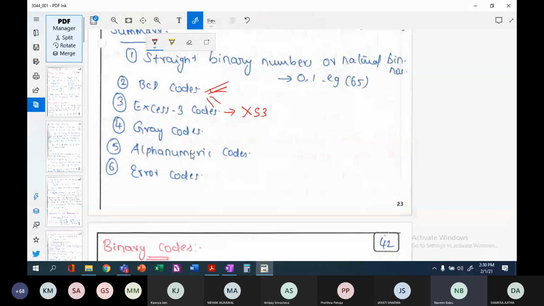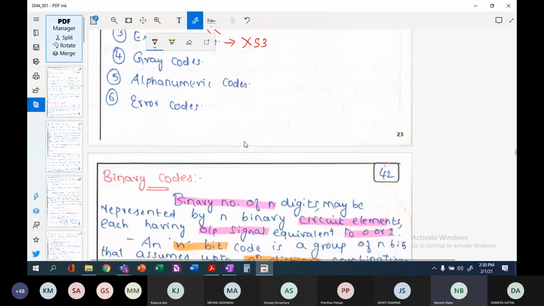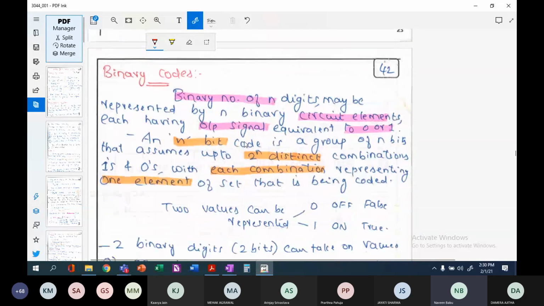So to start with, let us cover a few codes which are of interest to us and which are of interest to computers. To start with, let us see what a binary number or binary code is. Binary numbers, you all know, each binary number is represented with a circuit.